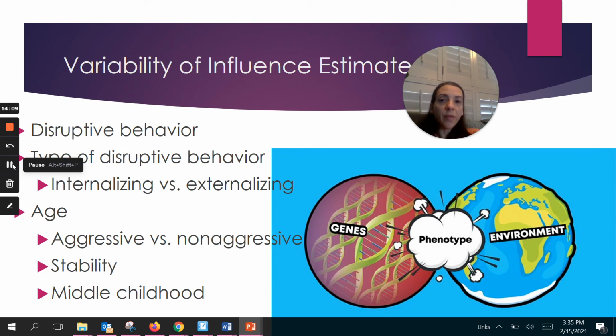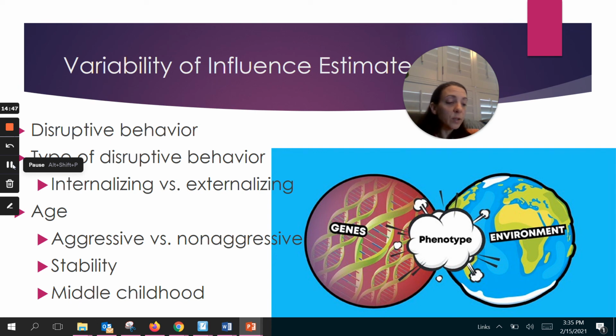Depending on the study, there is a variability of influence estimates. So based on the study, some studies might say that genetics causes more of the disruptive behaviors, and other studies may say that it's more environment. But there's a couple of reasons for this. So in middle childhood, 13 to 94% of the variants showed genetic influence. That's a really large proportion. But less than 62% showed environmental differences. And there's no explanation for why that 13 to 94% is so large.